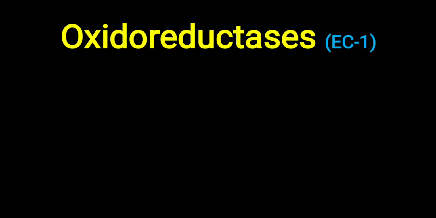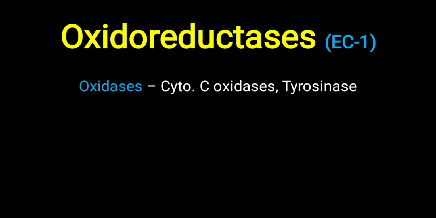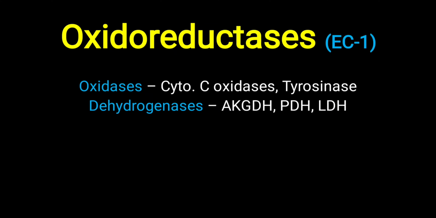You can remember the enzyme classes with the help of one mnemonic, that is OTHLIL. The first class is oxidoreductase. You just have to remember that all oxidases belong to class 1, oxidoreductase. Oxidases, including cytochrome C oxidase and tyrosinase, all belong to the group of oxidases, and all these oxidases form enzyme class 1.